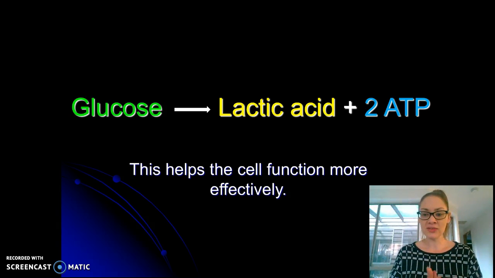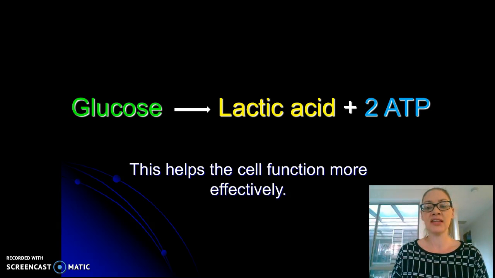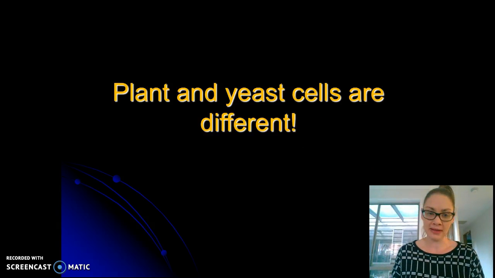So the equation, this one's great. You don't need to know the chemical formula. If you do chemistry, you will, but for us biologists, we're happy with the word equation. So glucose goes to lactic acid plus 2 ATP.